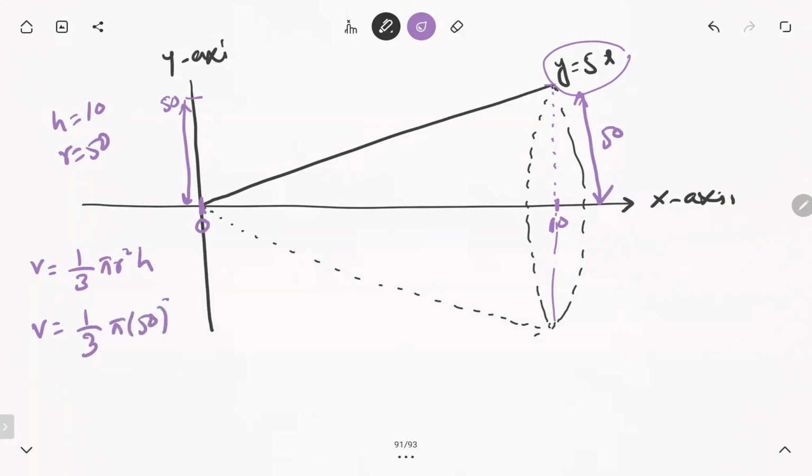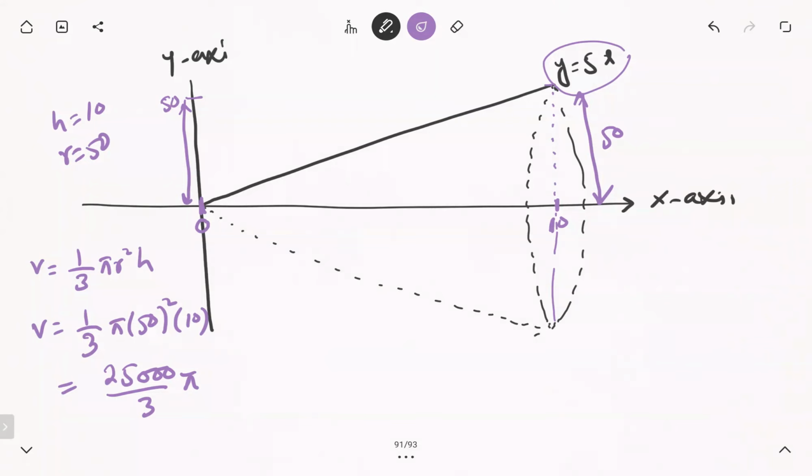Radius is 50, so we'll get a large number here. 50 squared is 2500. 2500 times 10 is 25,000 over 3 pi. So this is the volume, if my calculation is right. 50 times 50 is 2500, times 10, 25,000 over 3 pi. So we got our volume, and we used to do this formula in O level. Now I want to tell you that the same answer can be obtained by another formula.